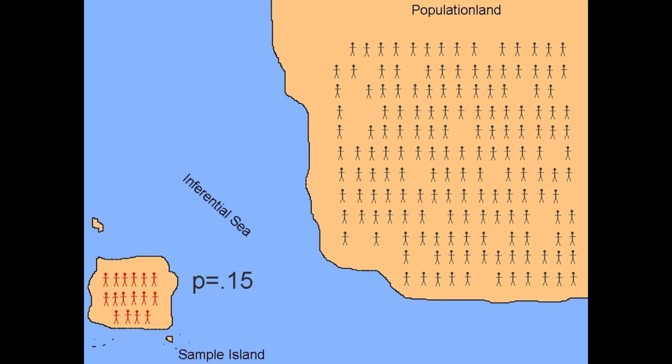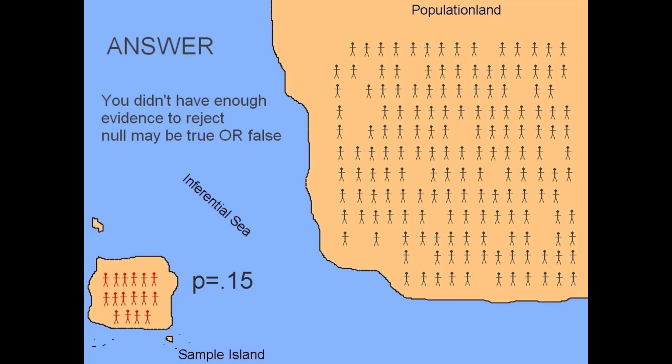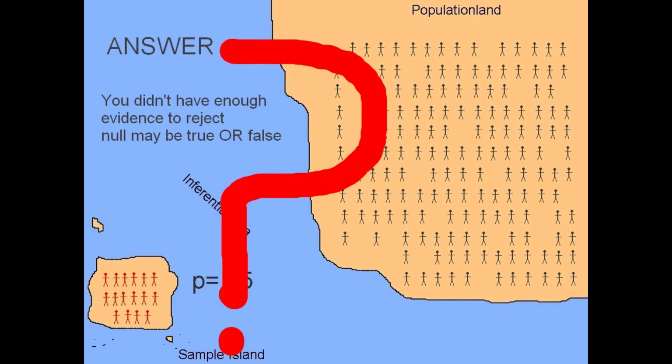Returning to our p-value of 0.15, if we accept the null hypothesis, we have to ask, does this mean that the null is actually true? It does not. It only means that we failed to find enough evidence to reject the null hypothesis. Remember that the null hypothesis refers to what's going on over in Population Land. And we will never actually know what's going on over there.